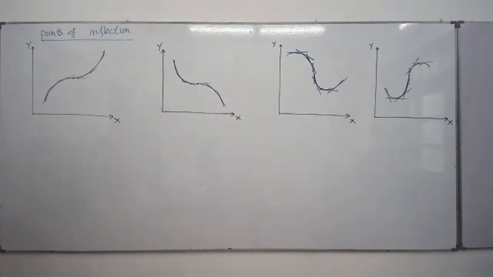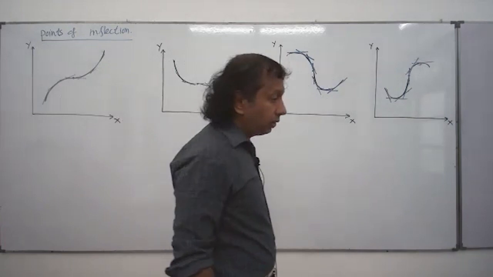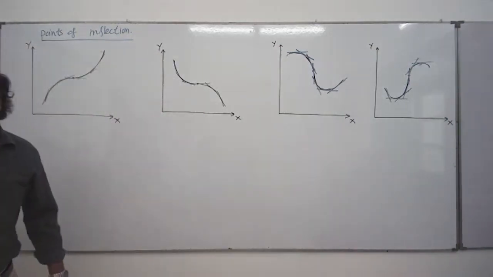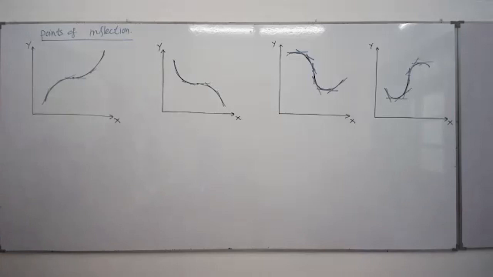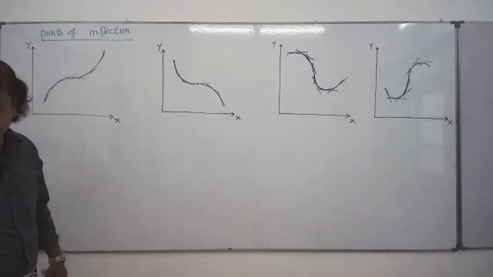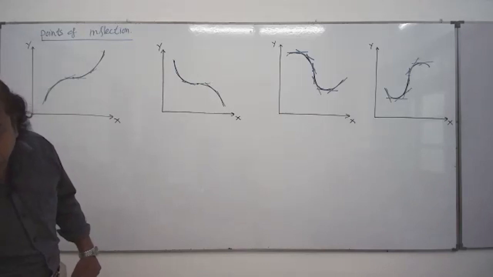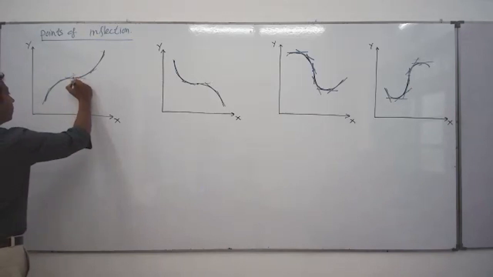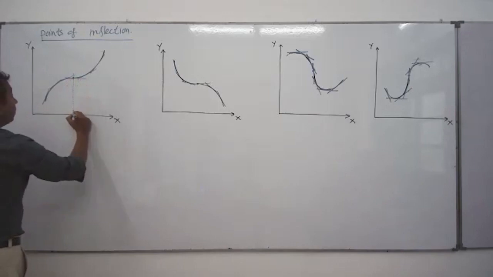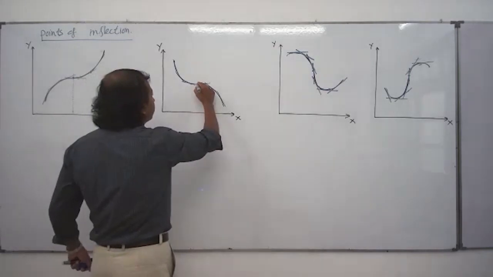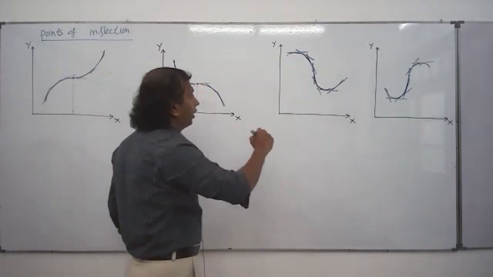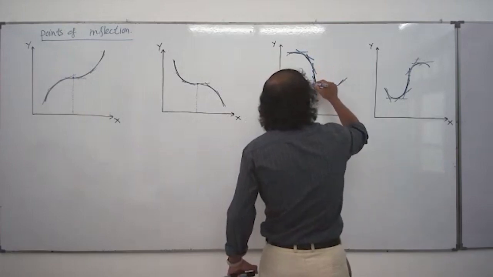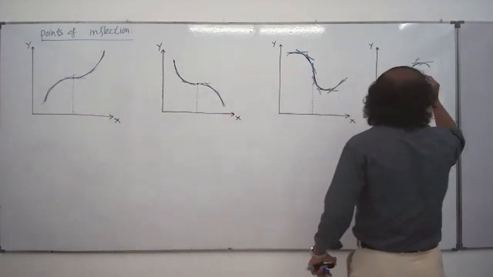Now write down like this. Points of inflection. Write down: the point on a graph at which the concavity of the graph changes is defined as a point of inflection.